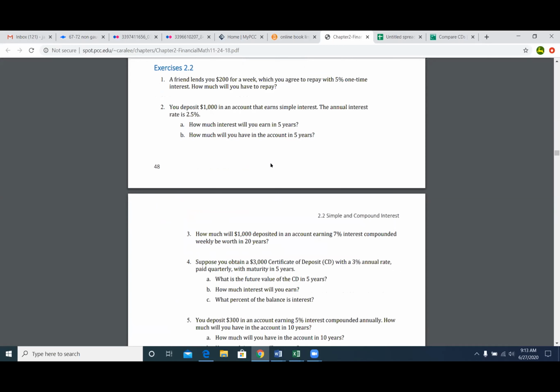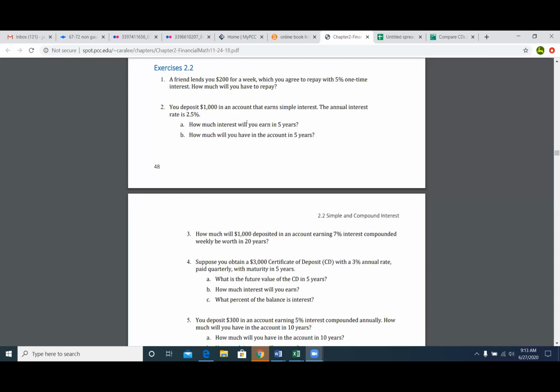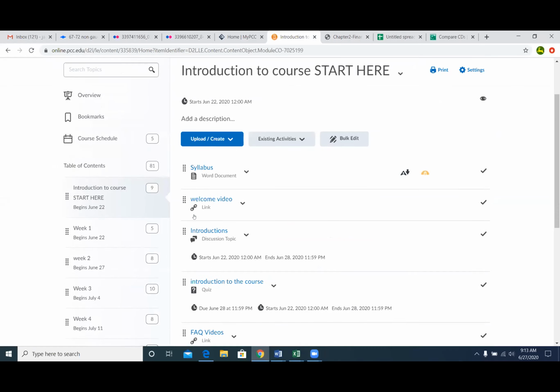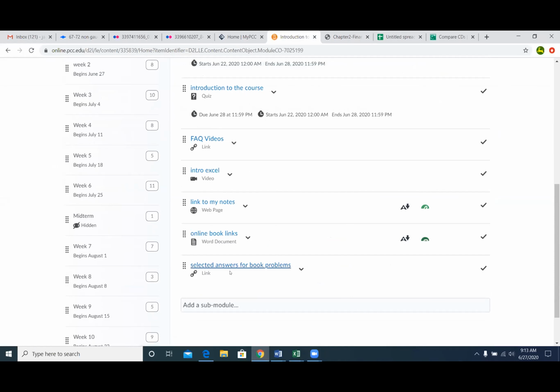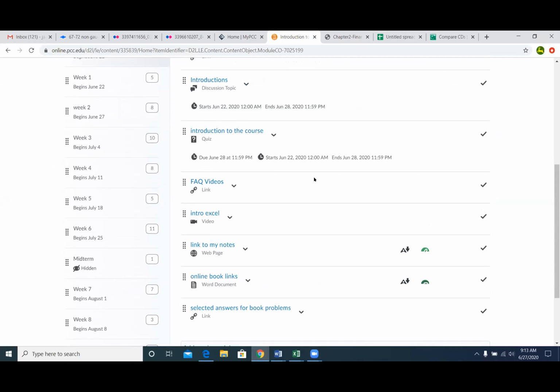Was this under the week 1 material? It's under the getting started tab, I think it's called. Okay. Let me look. Yeah, introduction to course. Start here. You see it? Yeah. And then there's some selected problems from the book. I don't have the answers. That's just what the book sends out. Like I said, I'm not going to guarantee it, but I'm going to try to do some more of them and have some more answers for you. And I'll put them there if I get them all done.